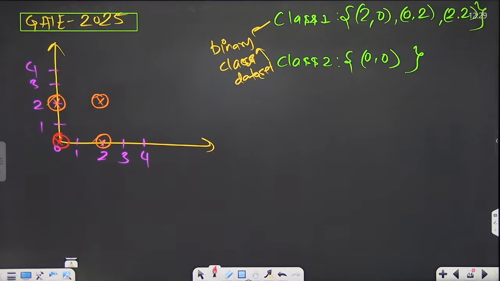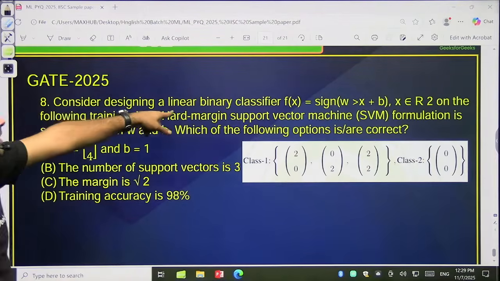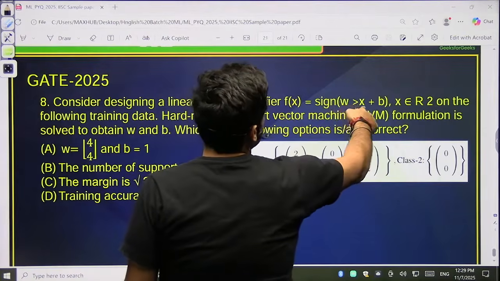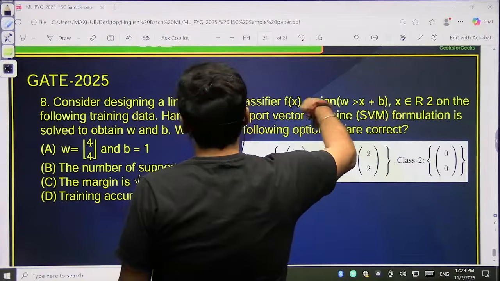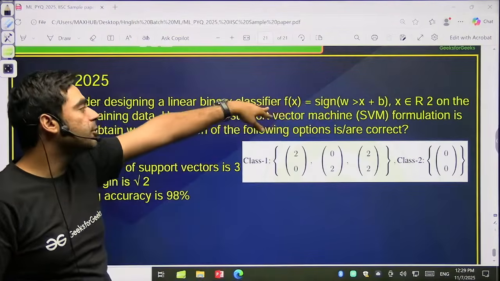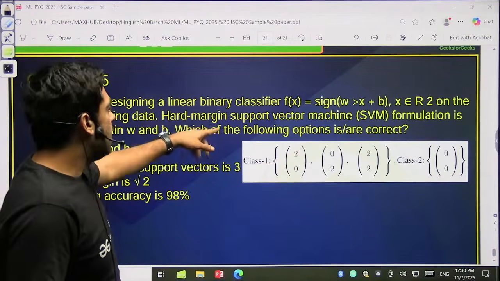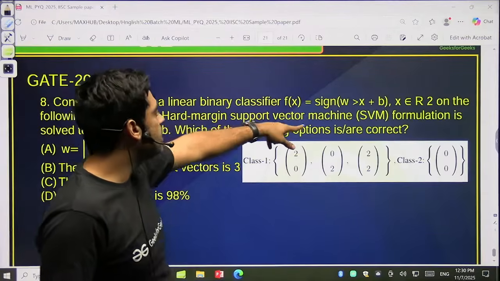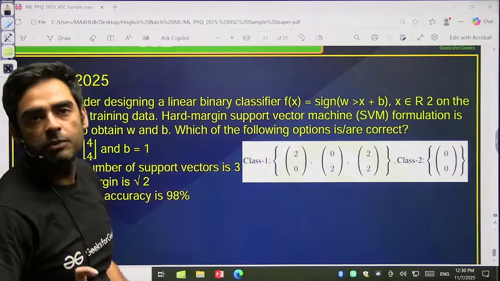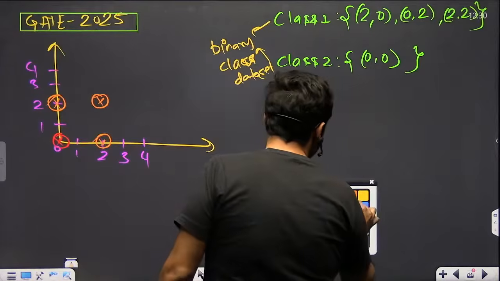Now what does he say? He says, consider designing a linear binary classifier where f of x is sign of w, on the following training data. This is how a hard margin support vector machine is designed, so we'll do this, no worries. He says a hard margin support vector machine formulation is solved to obtain W and B. We have to obtain W and B.